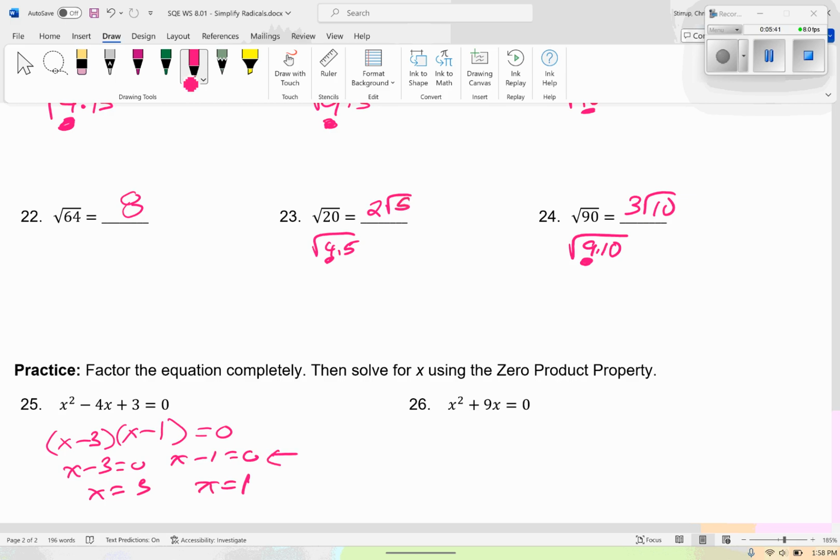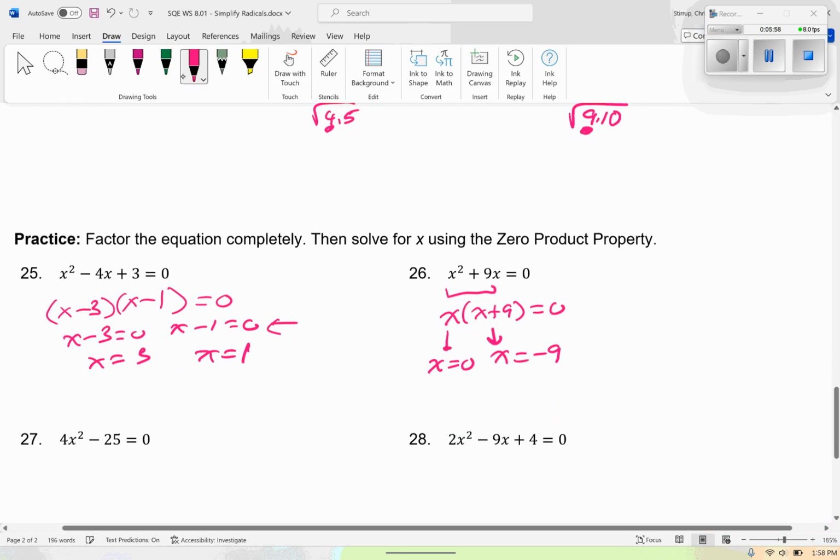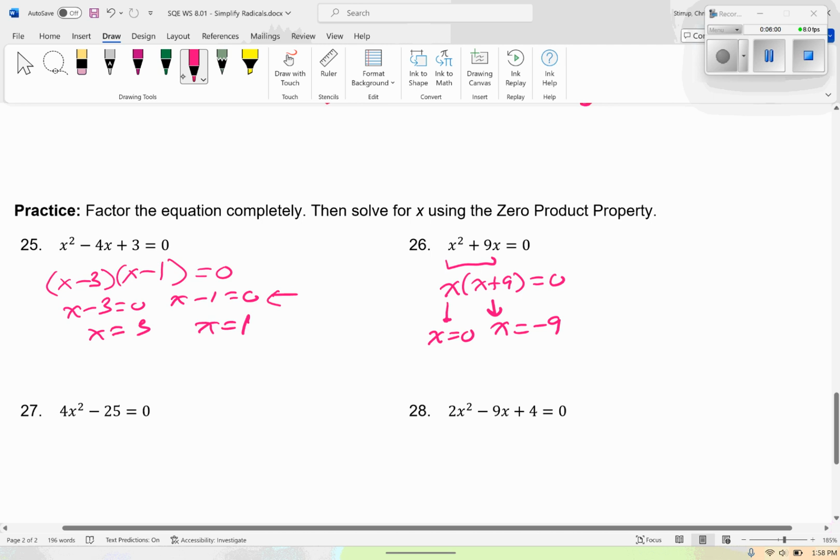And then this one, we've seen a couple like this. I could factor an x out. And so this is just going to lead me to x equals 0. This is going to lead me to x equals -9. Right? And then what about 27? Is that a special case? Is 4 a perfect square? Is x squared a perfect square? Is 25 a perfect square? Is there a subtraction sign between them? 2x plus 5 and? Good.